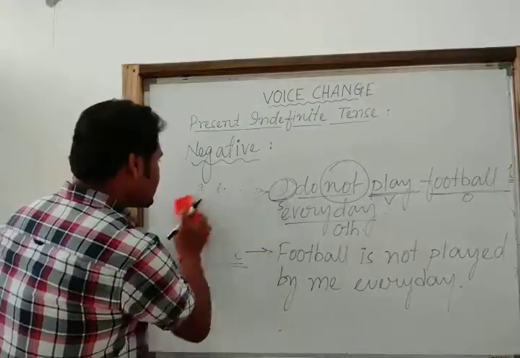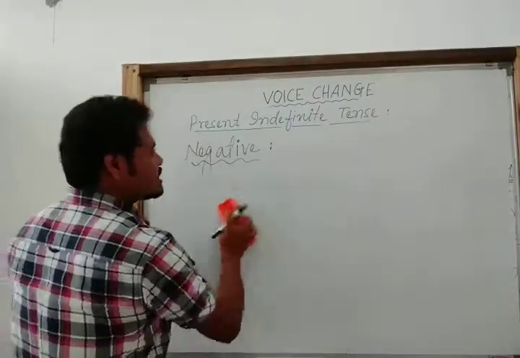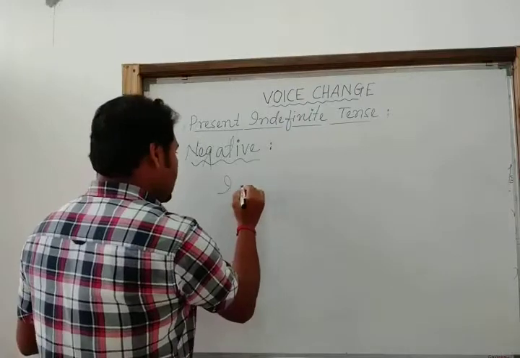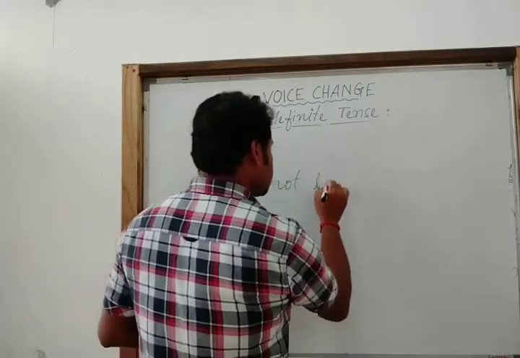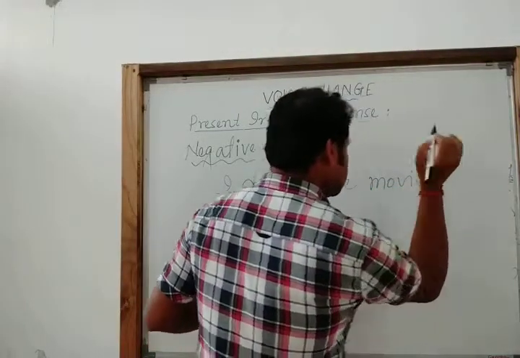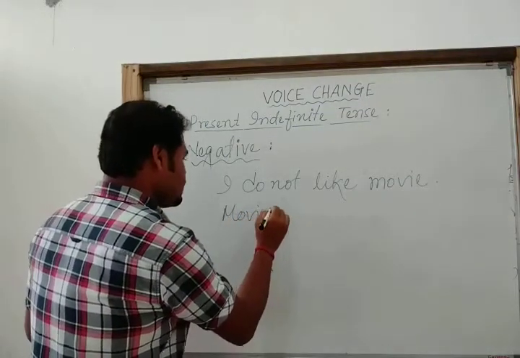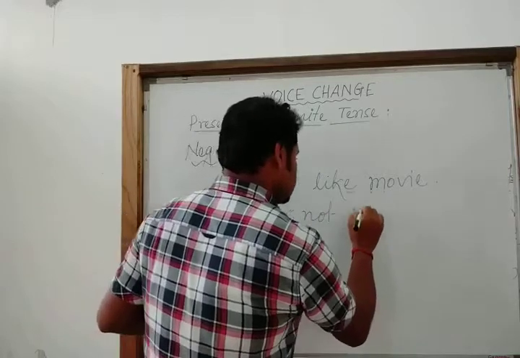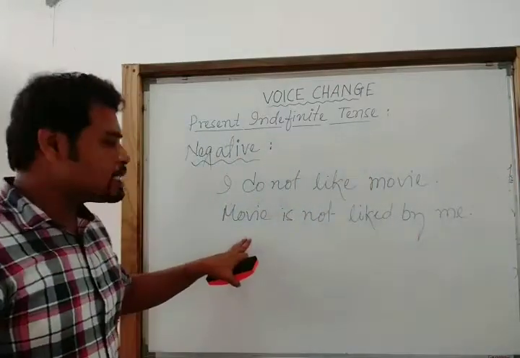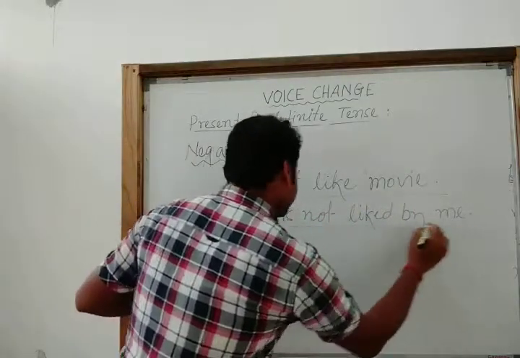Let us try another one. Let us take another sentence and let us try to understand how to change that one. I do not like movie. Okay, then we can turn it like this. Movie is not liked by me. So this is pretty simple. This is pretty easy. This one is the active one, this one is the passive one.